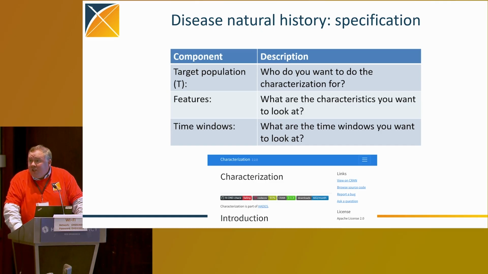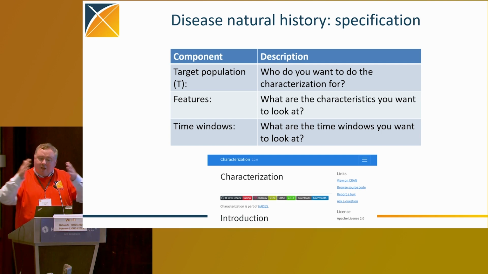You also have the features. So what are the attributes about people that you actually want to summarize? And then for many different features, you will also have a dimension of a time window. When do the characteristics actually need to occur in relation to that cohort?